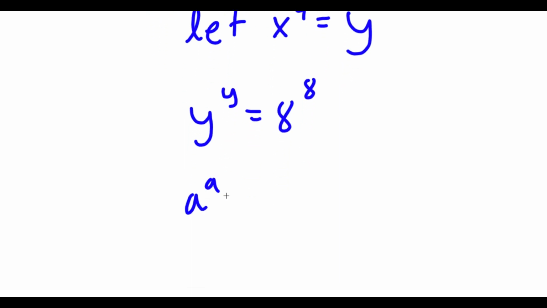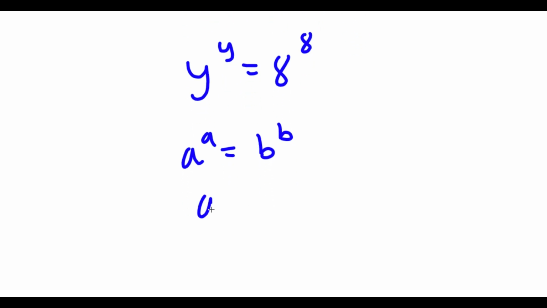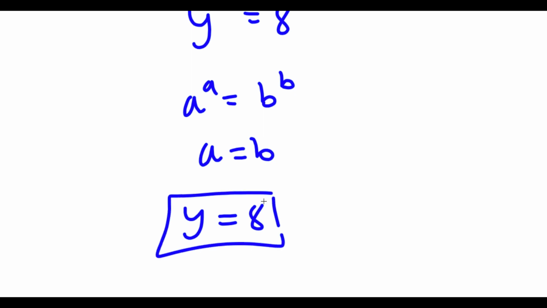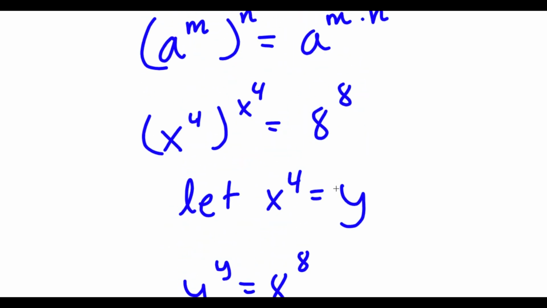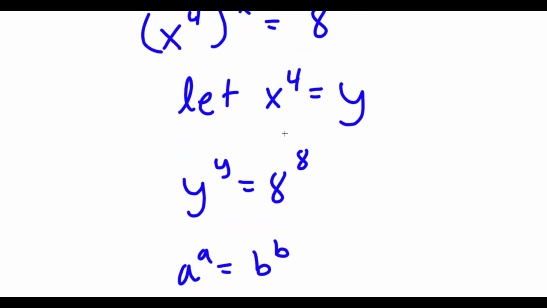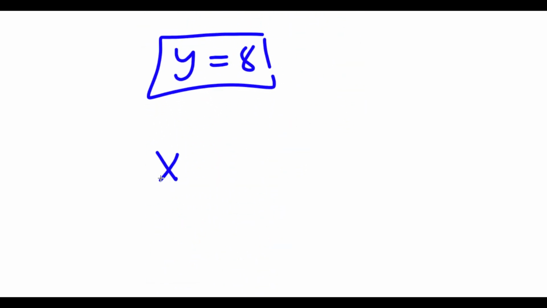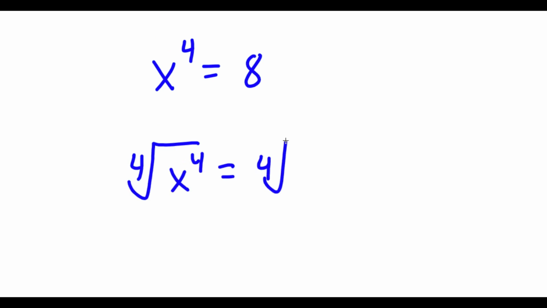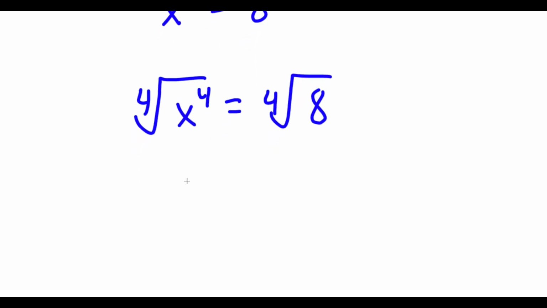And if I have something of the form a to the power of a is equal to b to the power of b, this means that a is equal to b, meaning y is equal to 8. Now remember how we let x to the power of 4 equal y. So if x to the power of 4 equals y and y equals 8, then x to the power of 4 is equal to 8. Now to solve this equation, I'm going to take the fourth root on both sides. The fourth root of x to the power of 4 is x, and so I have x is equal to the fourth root of 8.